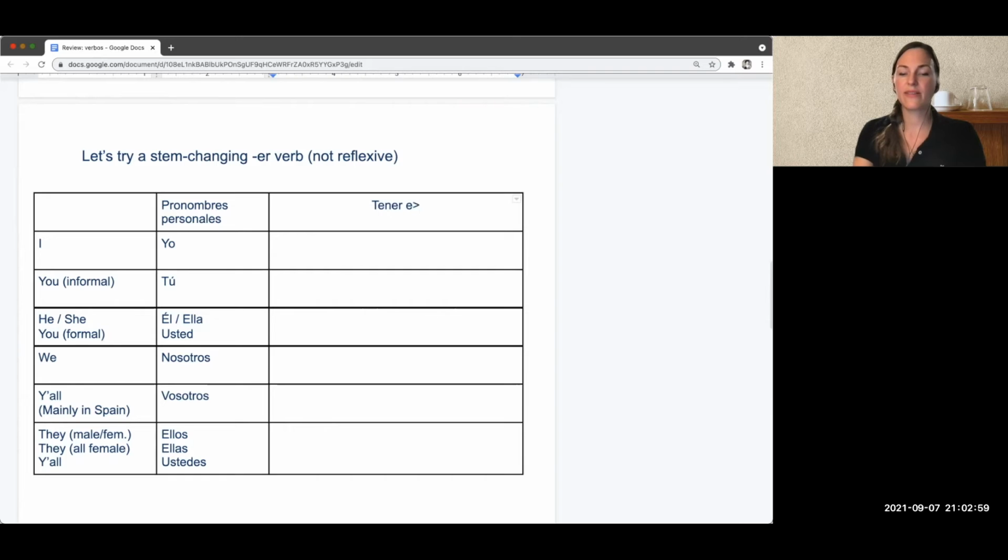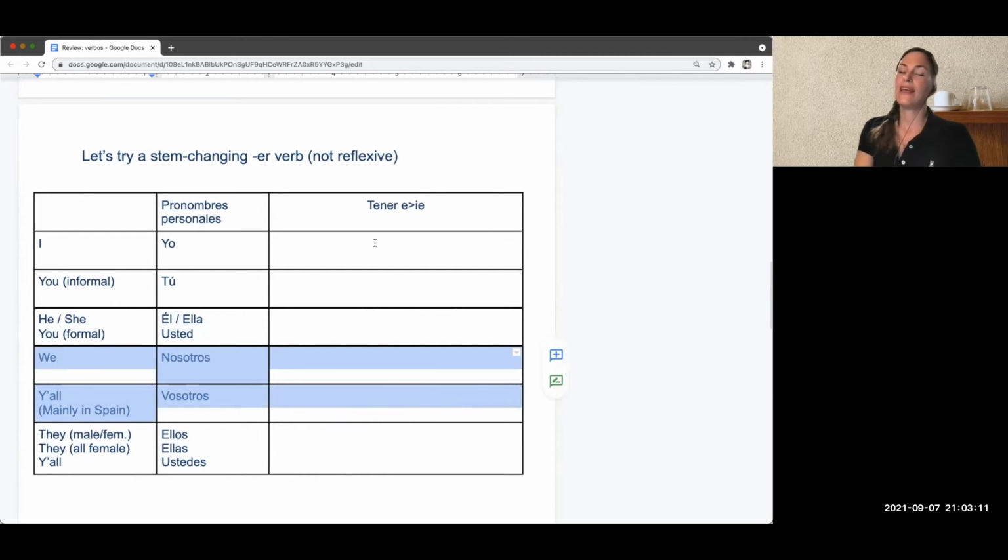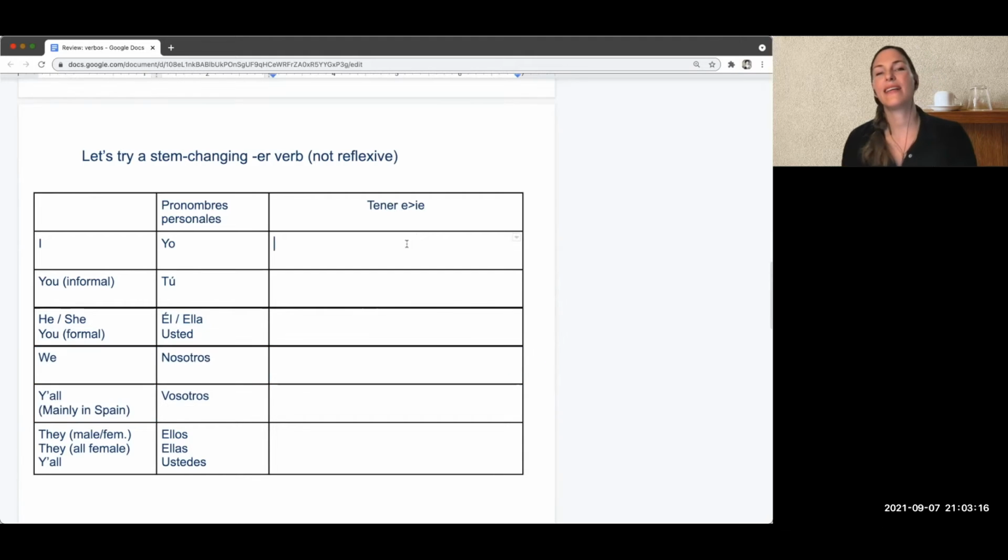The E goes to IE. Except for, and this is for all stem changers, you don't do it for nosotros, vosotros. Okay? So happens with tener, which means to have, has an irregular yo, meaning it's tengo. Irregular because there's a G. Okay, so if my stem changes to this IE, instead of ten, I have tien. What's my ending for an ER verb?